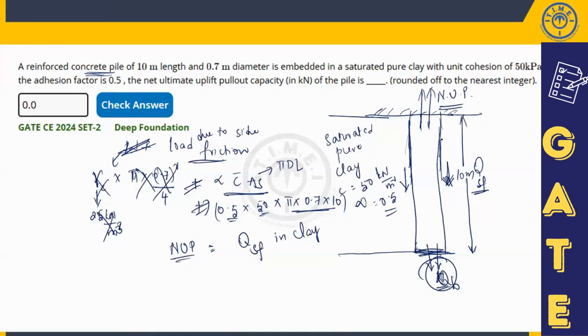Very good, Ashika. 550. So the answer we got is 549 point something. Nearest integer is 550. So alpha is 0.5, c bar is 50, and As is pi d L. Nothing very difficult in this. We are getting 550 kilonewton. And as per the key, it is mentioned 545 to 555. Any answer in that range is correct.